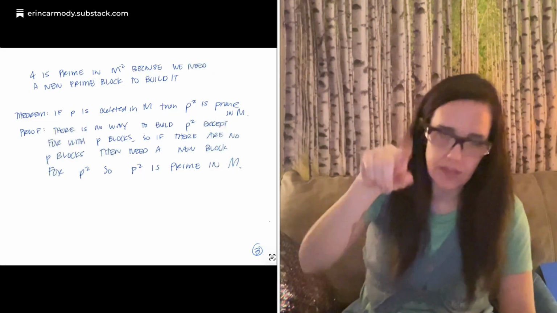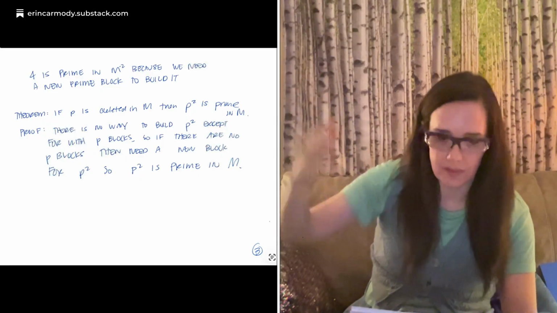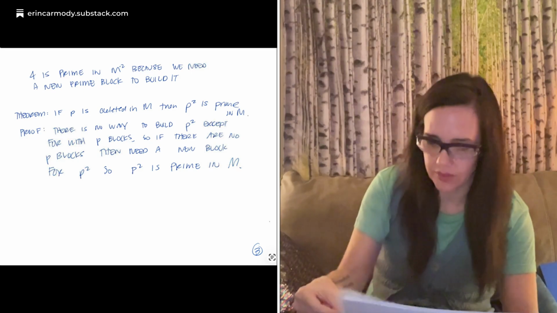And we could do the thing like in forcing, where you do P squared in M versus P squared in V, or something like that. Maybe hopefully there's some kind of forcing thing or something.